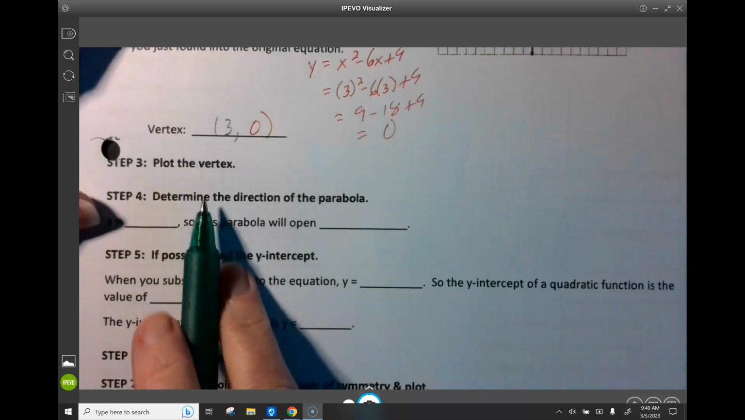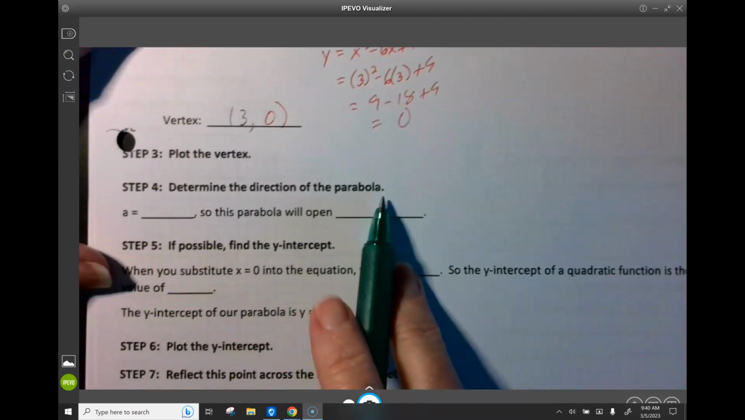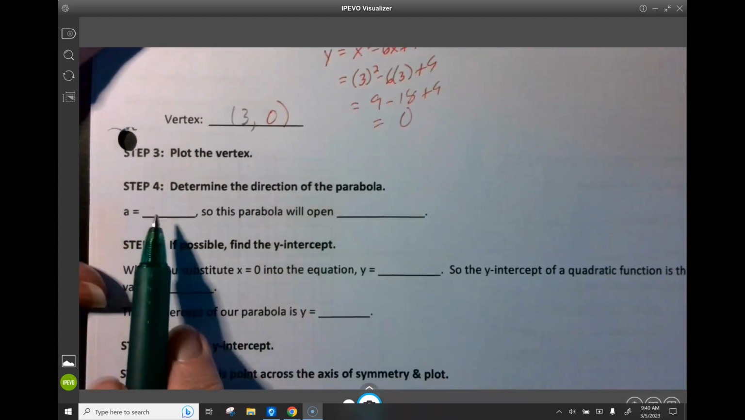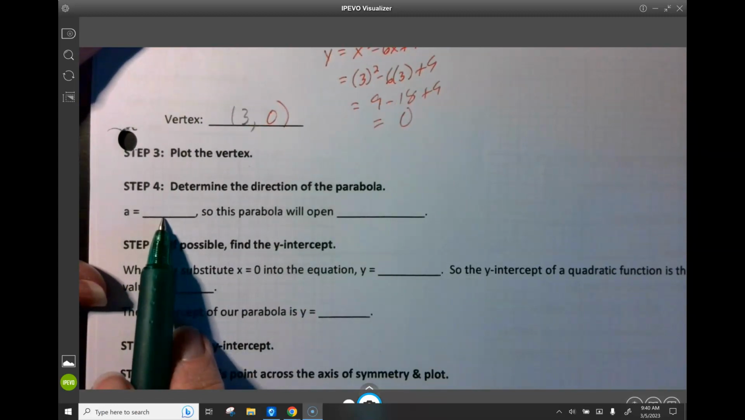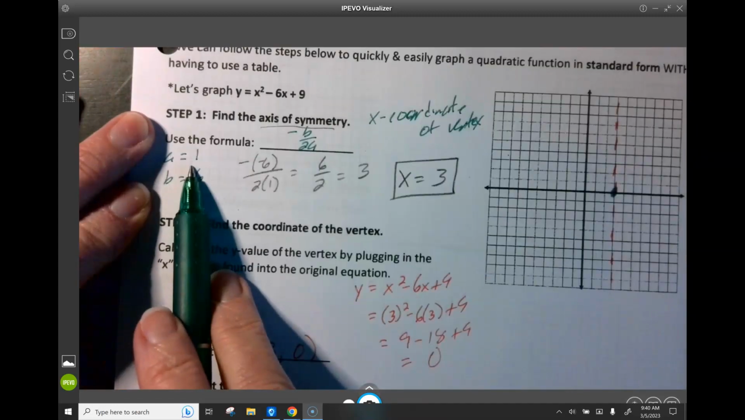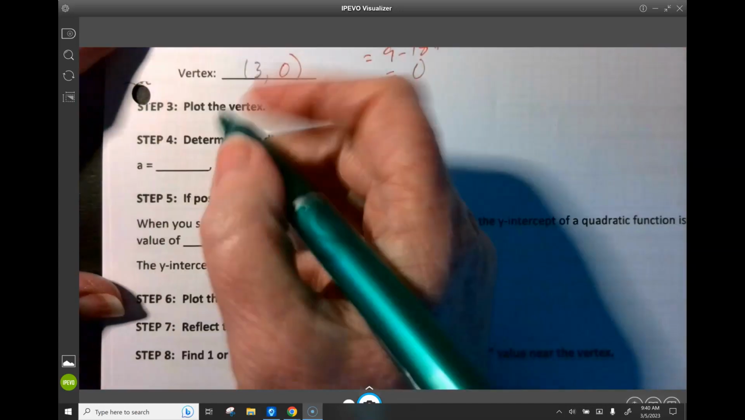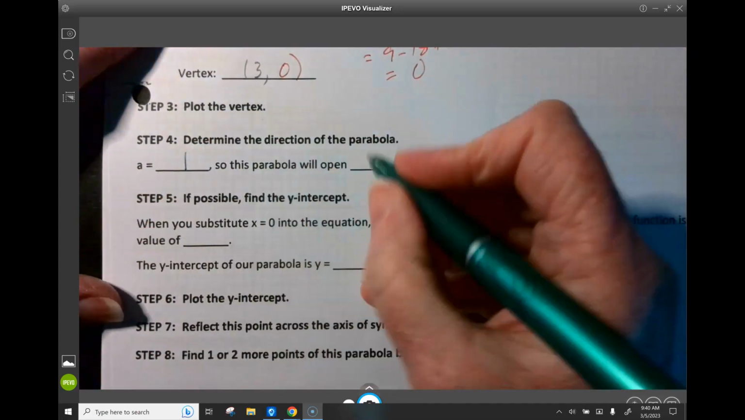Now, we can't go off the parent function and just plot it from that. We have to keep going. We have to determine the direction of the parabola. And remember, a determines that. If a is positive, it opens up. If a is negative, it opens down. We know that a is positive. So a is 1, so this parabola will open up.